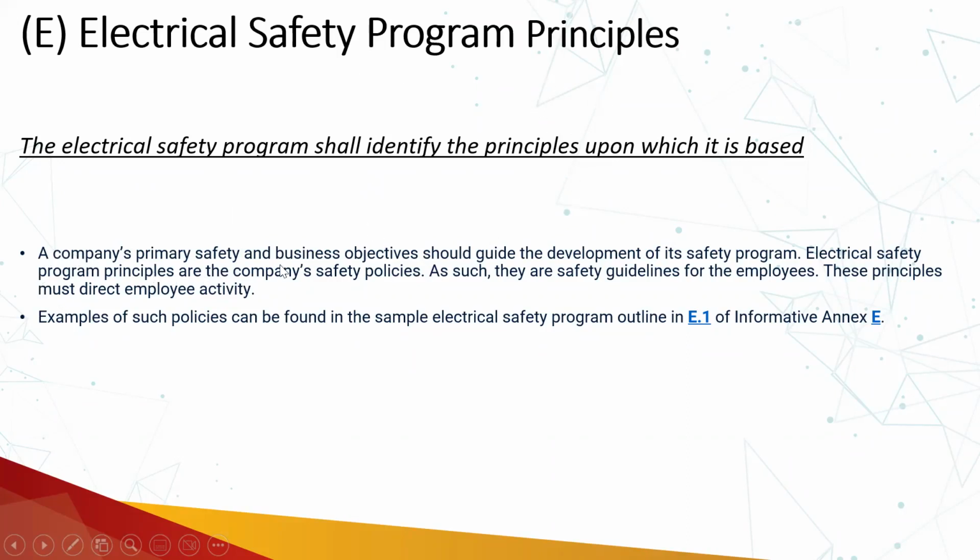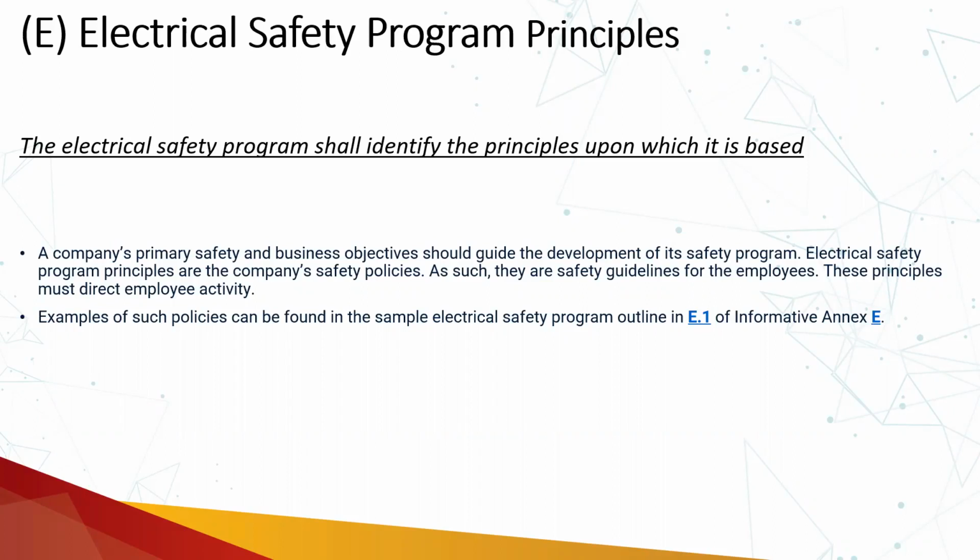So our company's primary safety and business objective should guide the development of its safety program. The electrical safety program principles are company safety policies, such as safety guidelines for the employees. These principles must direct the employee activities. So if the company is focusing on the safety of the employees, and they do take the business objective into consideration, but the business objective is also linked with employee safety and human safety, then their electrical safety program will be developed in such a way that it takes employee safety into consideration as one of the important factors. If they are taking those things as an important factor, then all the processes and procedures within the organization will be aligning to it, right?